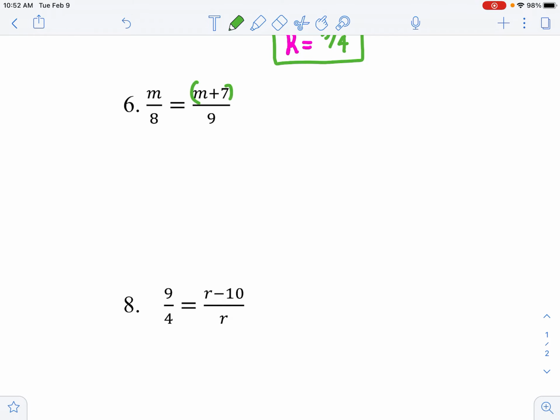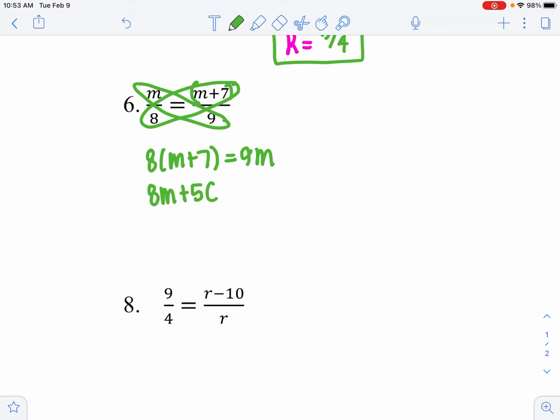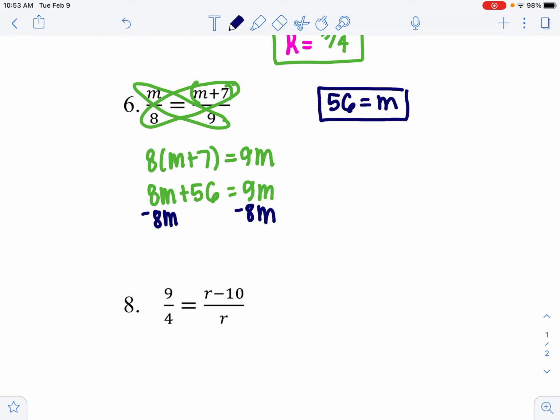Okay, next one. I see a binomial right here. I see two different m's, so it doesn't matter which one I cross multiply first. I'm going to do this. 8 times (m plus 7) is equal to, multiply these two, 9m. On the left side, I need to distribute, so that's 8m plus 56 is equal to 9m. And now I need to solve for m. There are m's on both sides, but 9 is more, so I'm going to leave it, and I'll subtract this 8m from both sides, because otherwise if I subtract 9m, I'll have to put equals 0 over there. 56 equals m, and that's it.